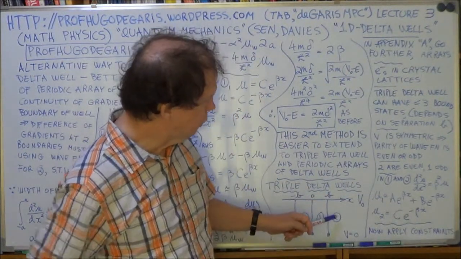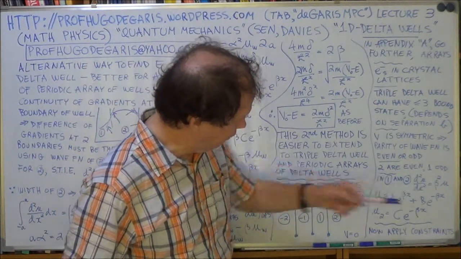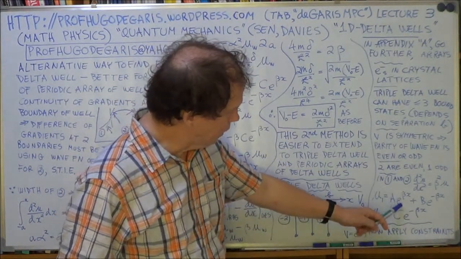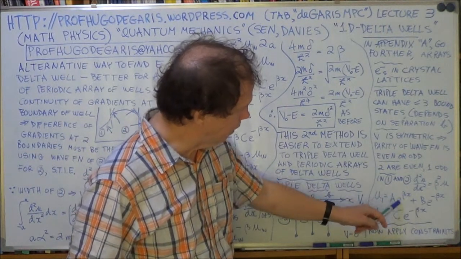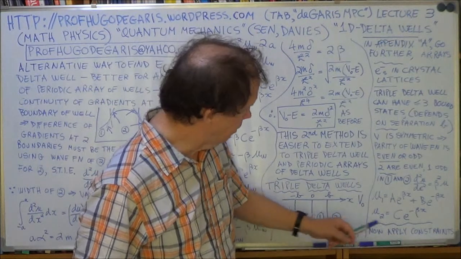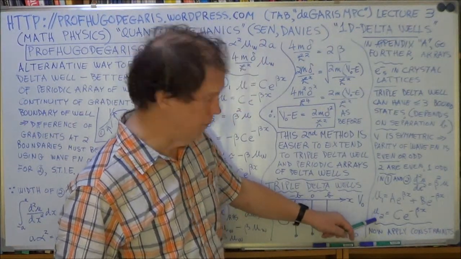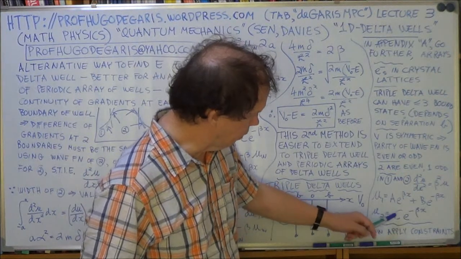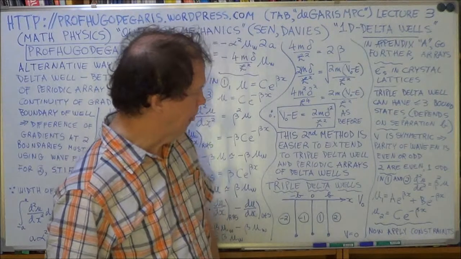But in region 2, x goes out to infinity. So we have to kill this term, right? Because that would blow up. So in region 2, your wave function is of this form: just some other constant, c exponential minus beta x, right?